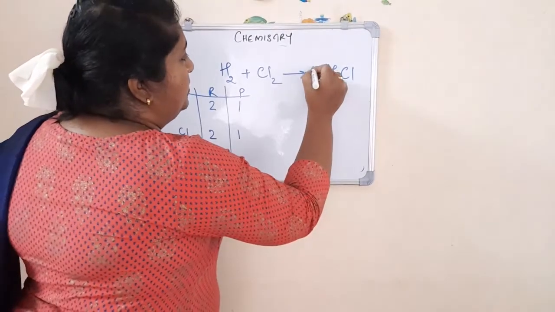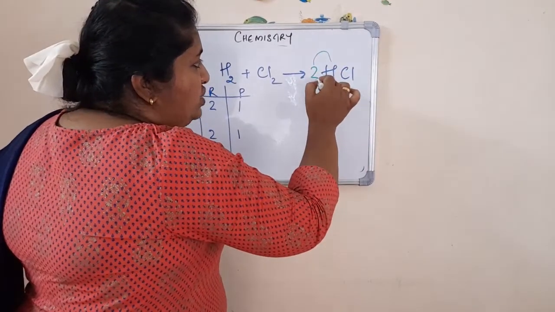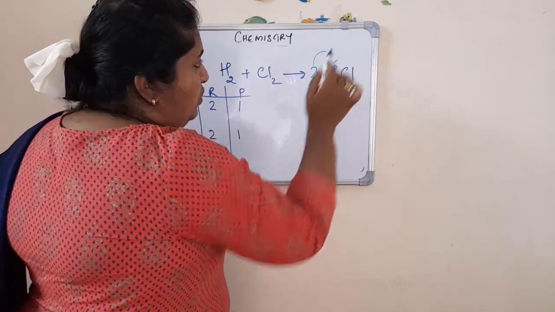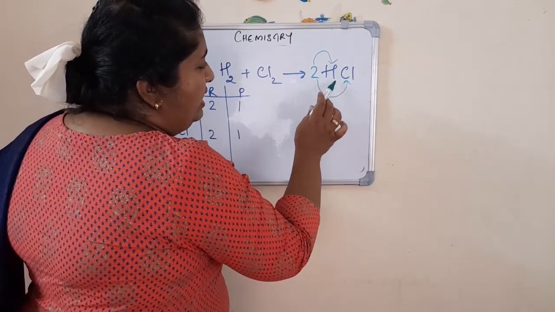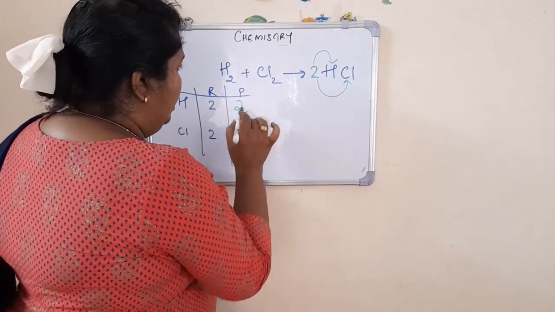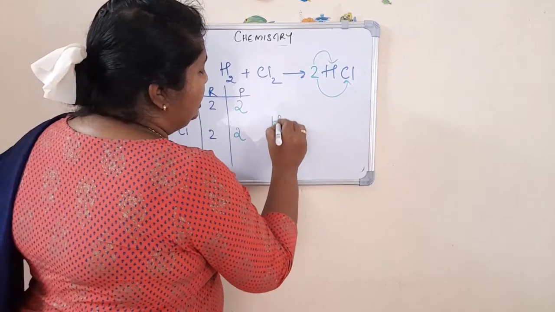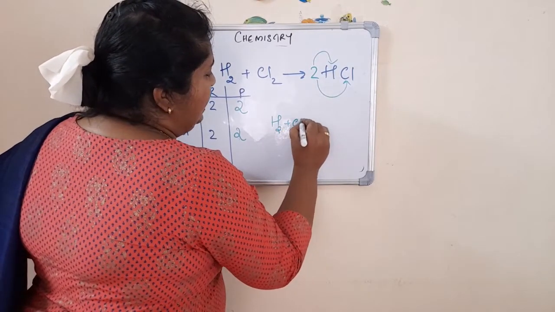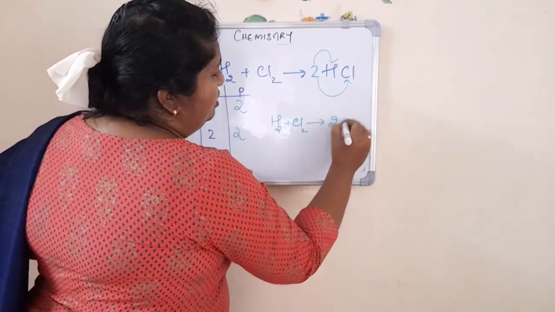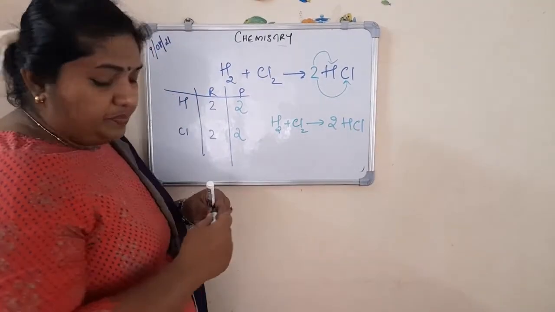Since here there are 2 hydrogen atoms and 2 chlorine atoms, easily you can put 2 here. Earlier I told you this 2 is applicable to hydrogen as well as to chlorine. So now there are 2 hydrogen atoms and 2 chlorine atoms. So we can rub it here and write 2 and 2. Now what is the balanced equation? H2 plus Cl2 will give you 2HCl.